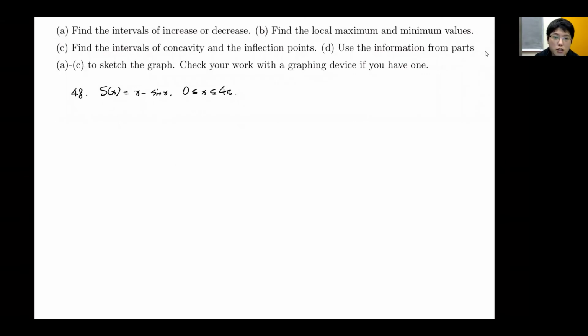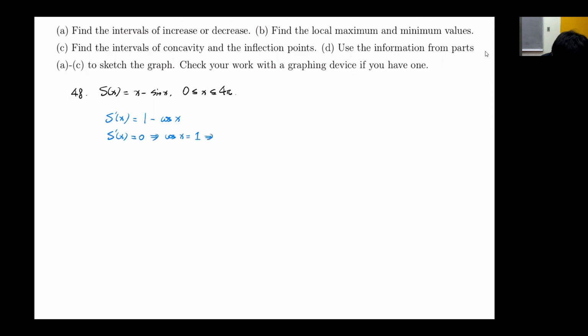Okay, now let's discuss the last problem. So s of x equals x minus sine of x. And let's do this one real quick. So s prime of x will then be 1 minus cosine of x. So this is pretty easy. So s prime of x equals 0. So this means cosine of x equals 1.